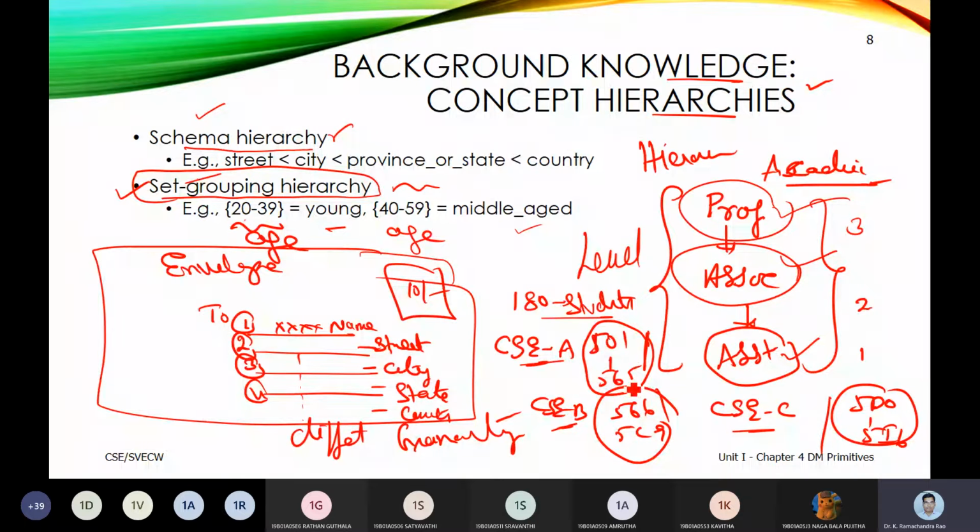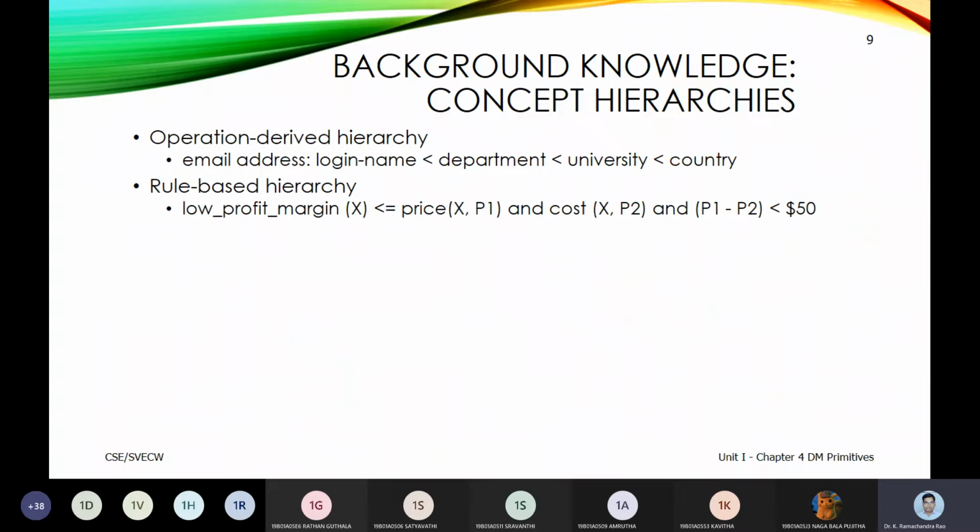The same thing I am putting to our academic understanding, that is the set grouping example. Students who are having a register number between 501 to 565, I am putting these into one section, and I am giving a label here. Here the label was young and the age was 20 to 39. Here the label was CSCA and the group was 501 to 565. So this is how background knowledge is demonstrated at different levels. We call that interpretation a concept hierarchy. The next thing was operation derived hierarchy.